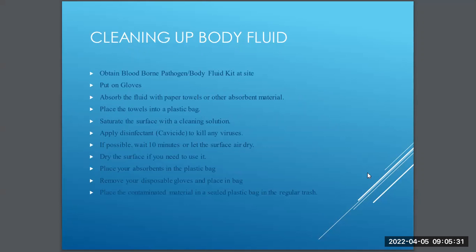Clean up body fluids. Obtain the bloodborne pathogen body fluid kit at the site. Put on gloves. Absorb the fluid with paper towels or other absorbent materials. Place the towels into a plastic bag. Saturate the surface with a cleaning solution. Apply disinfectant, a virucide, to kill any virus.